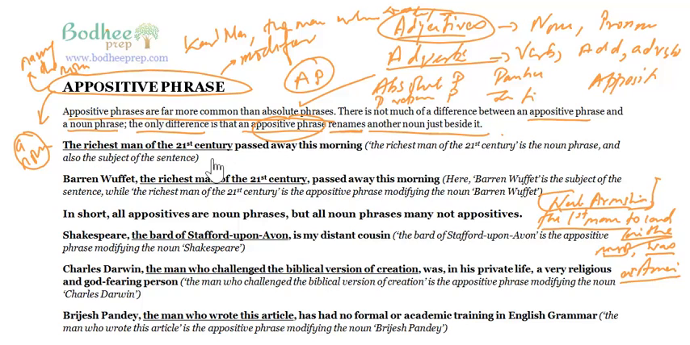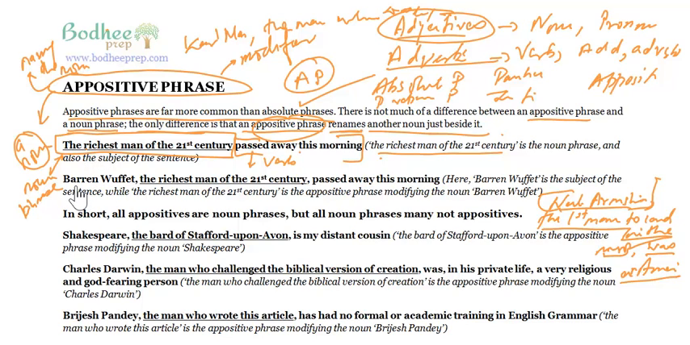The richest man of the 21st century passed away this morning, right? The richest man of the 21st century is the noun phrase. Passed away this morning, so this is the verb, right? Who passed away this morning? The richest man of the 21st century. So this entire noun phrase is basically the subject of the sentence.